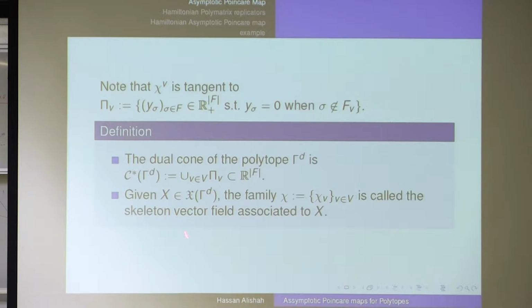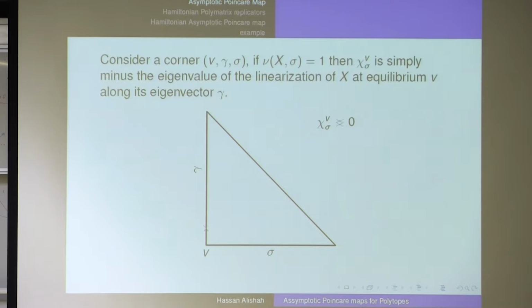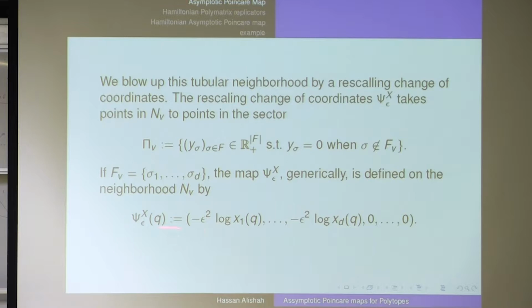Now this is tangent to this section, and I'm going to put all this together. This is my definition of the dual polytope: you put together all these sections, and this vector field I'm going to call this. I already know this. So I'm going to use this family of functions, which is logarithmic, because in this change of coordinates they all have a logarithm.